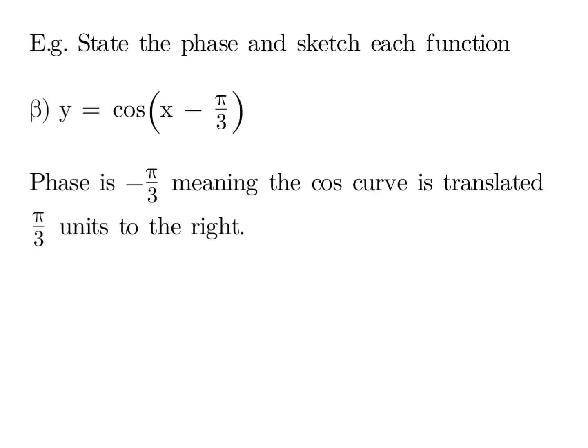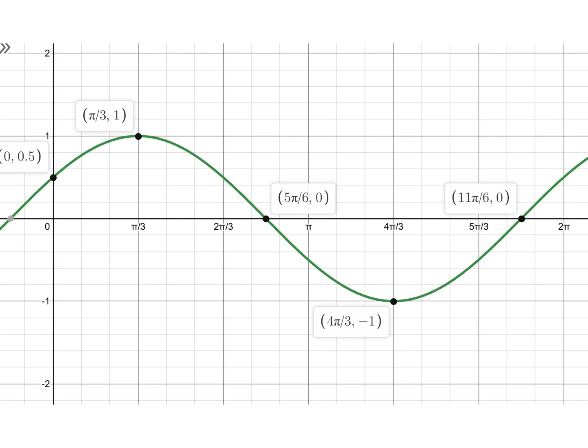For the cos of x minus pi on 3, the phase is the minus pi on 3, so that's what's after the x. And the translation, if I let that x minus pi on 3 equal to 0, then I get x equals pi on 3. That is a translation of pi on 3 units to the right. So you can see that where we would normally start at 0, 1, we moved that pi on 3 to the right. So pi on 3, 1.